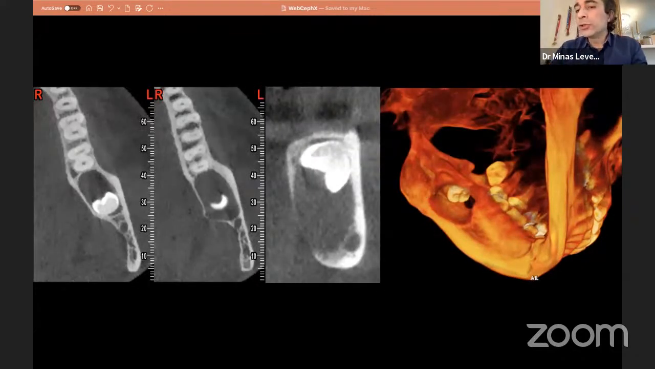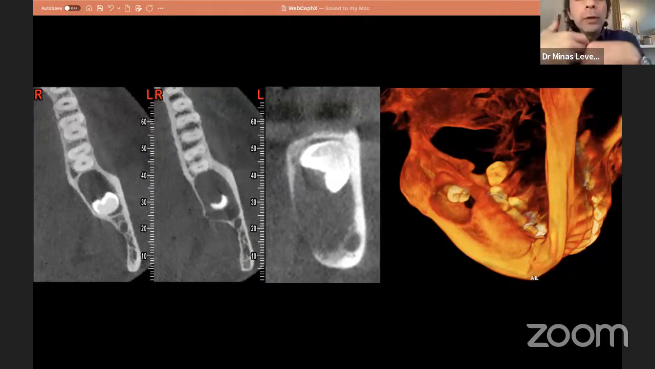But it's not a child. So it's a 40-year-old patient. He doesn't have the best healing capacity that we could expect, let's say, from an adolescent or a child. So we need this to heal fast, and we need this to heal with high quality new vital bone.